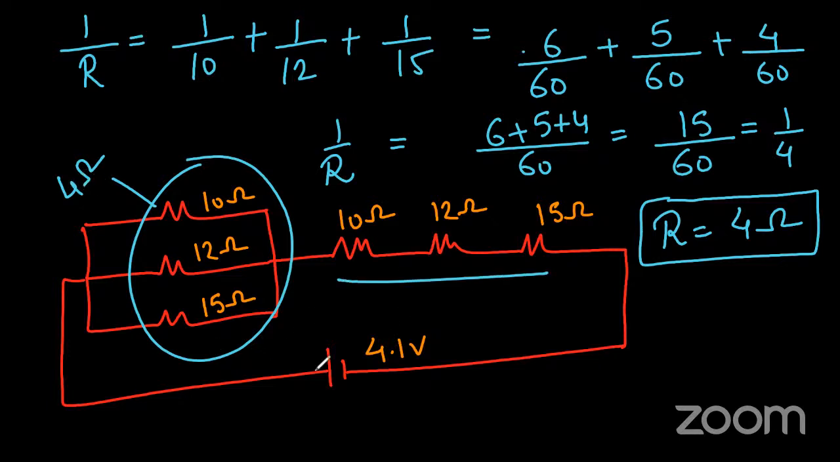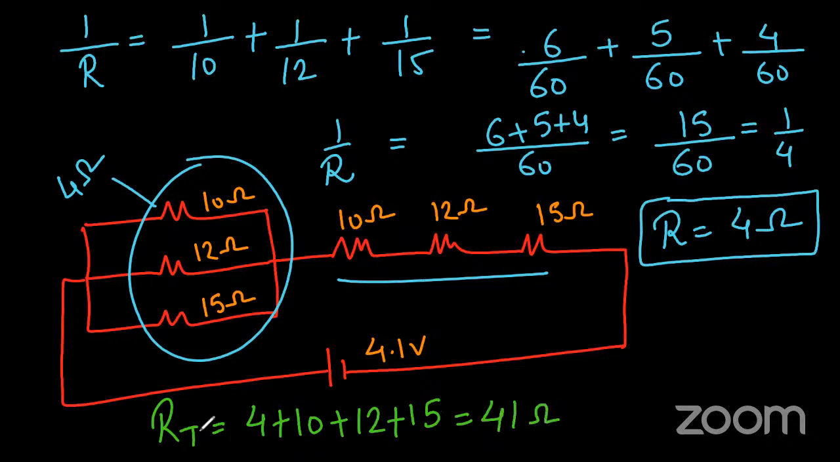Addition. So I solve below, to get a total resistance. So what is the total resistance? Now we can write RT, that is total resistance, that is 4 plus 10 plus 12 plus 15. So do the addition: 10, 10, 10, 30, 34, 36, 41. So what is the total resistance? 41. Now we have the total resistance, now we will find the total current.